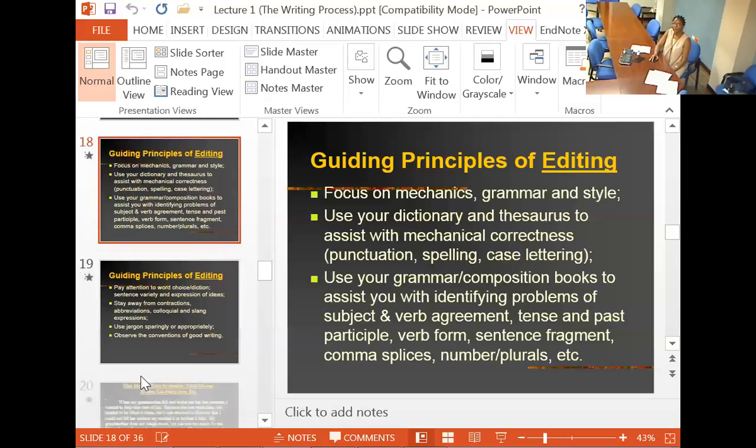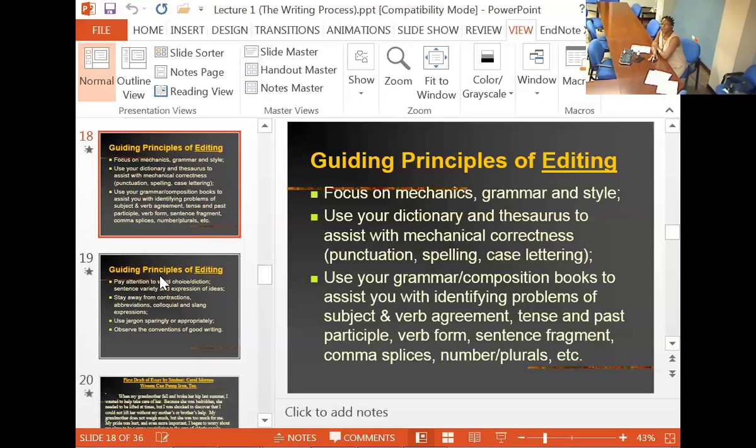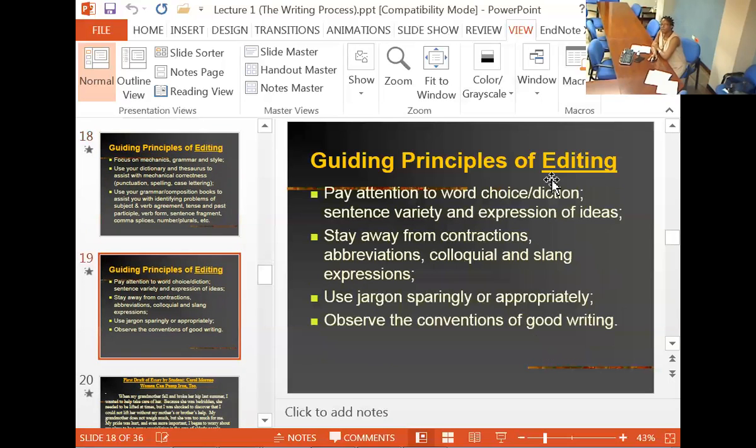All right. So, looking at more guiding principles of editing, pay attention to word choice and diction. And this is going to be very important when it comes to the Creole interference. Because remember, a lot of our students, because the word sounds English, they never consider that the meaning might not actually be English, or that they might not be using the word in an English context. So we want to pay attention to that to help them to be able to pay attention to it.